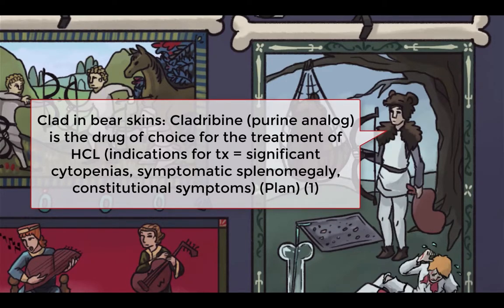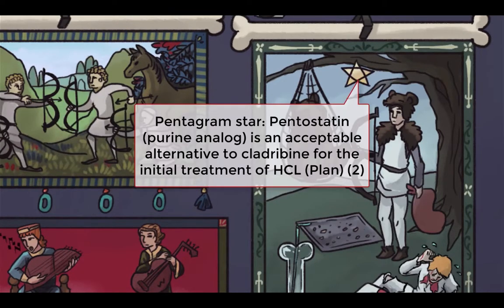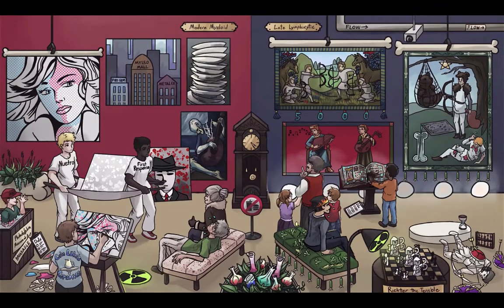Cladribine is toxic to bone marrow, and its adverse effects include neurological and kidney damage. Pentostatin is another purine analog with similar efficacy that's an acceptable alternative to cladribine for the initial treatment of hairy cell leukemia. And that's the end of our tour.